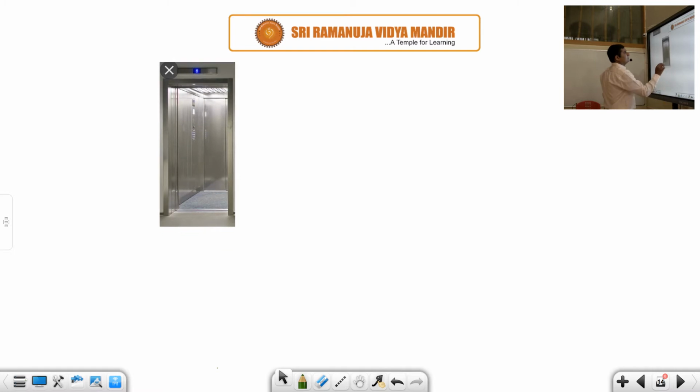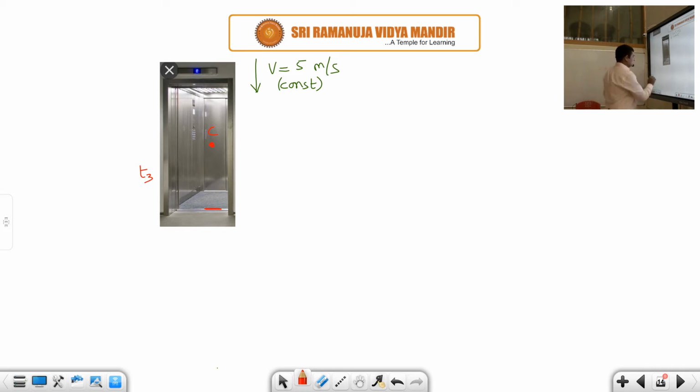Now this is the third case, students, where the lift is going downwards with a constant velocity of 5 meters per second. Now a coin is being dropped from here, at the same height in all three cases. Now it will reach the floor. So what is the time taken? T3. Now we have to compare with T1 and T2.